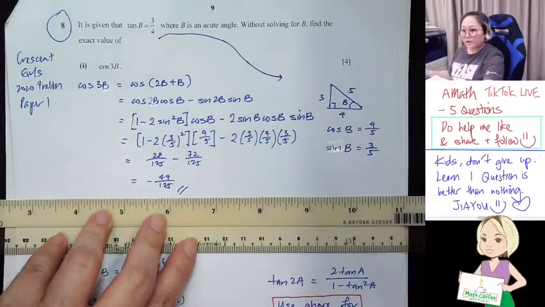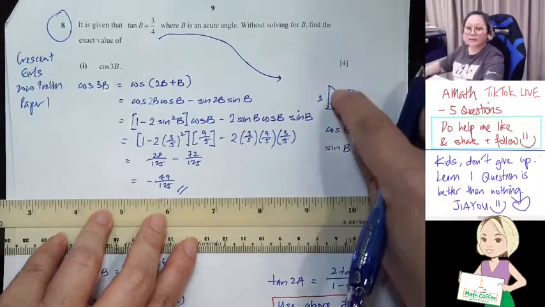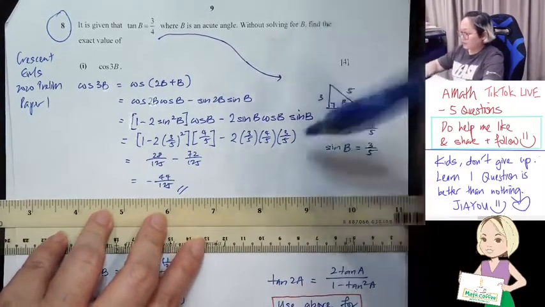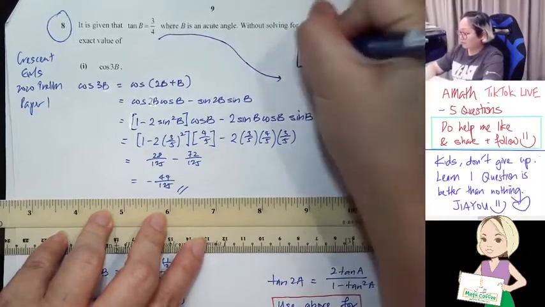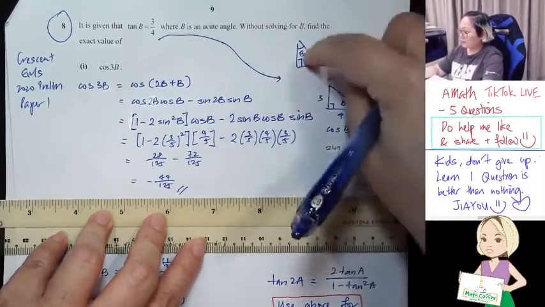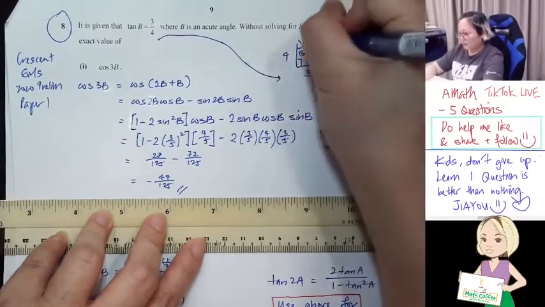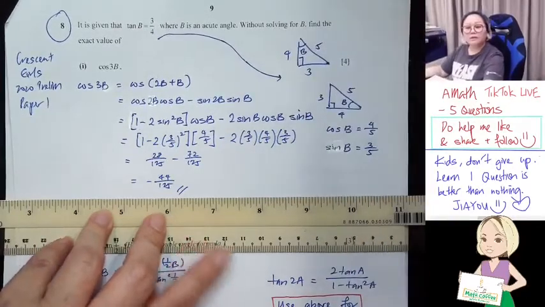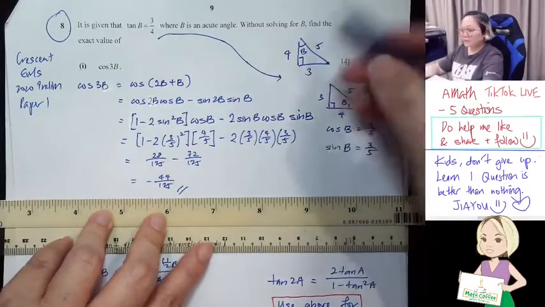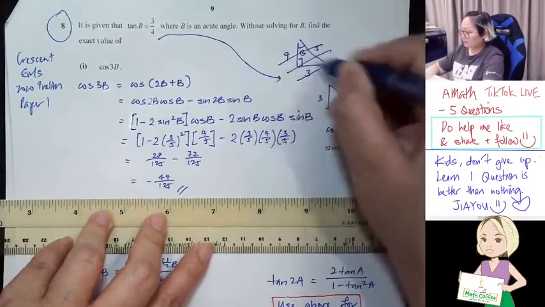Can the B be at the top angle? Where? Here? Oh yes, it doesn't matter. If you want to draw like that, with the B here, then just make sure that O, A, so this is 3, this is 4, this is still 5. So it doesn't matter.